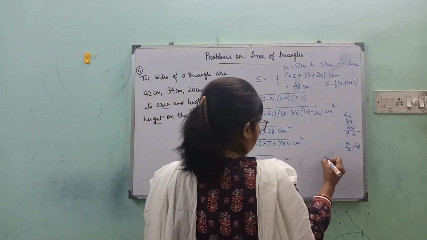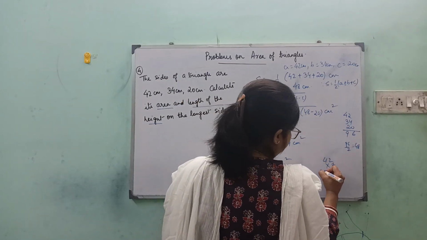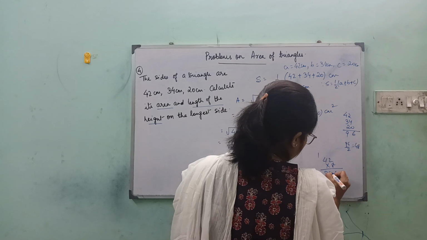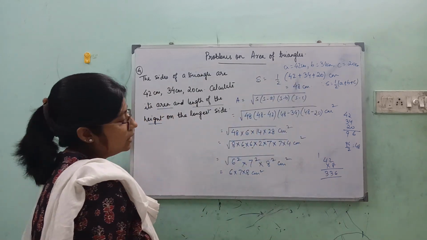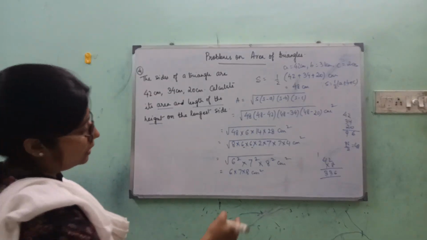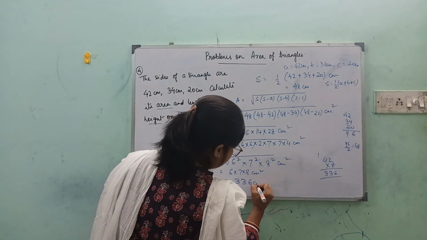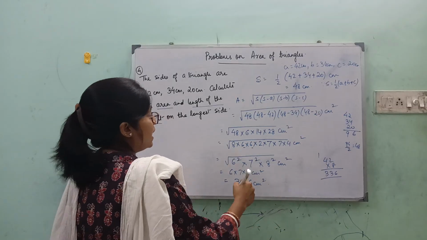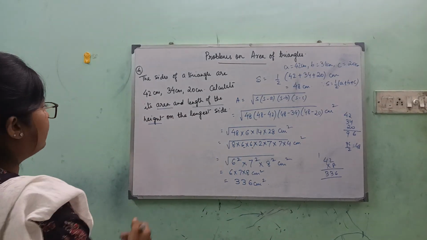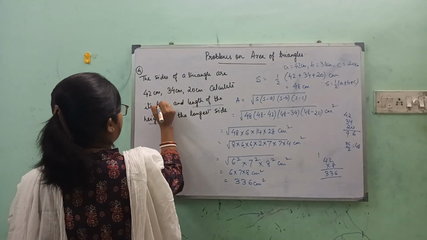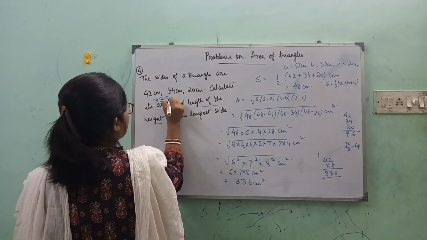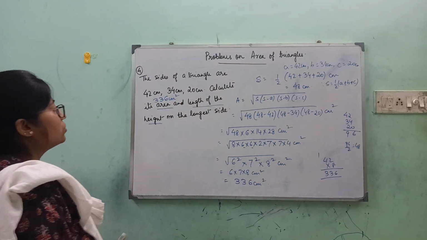6 7's are 42. So 42 into 8. 336. So 336 centimeter square. So this is the area that we have got already. So the first question is to find area. So we got it as 336 centimeter square. So the first part is obtained.